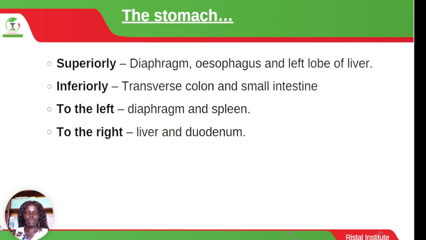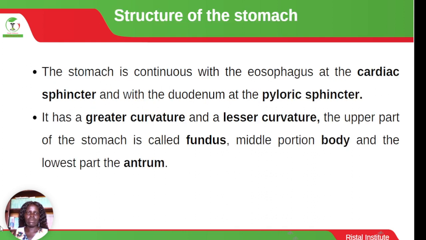Then superiorly, we have the diaphragm, esophagus, and the left lobe of liver. Inferiorly, we have the transverse colon and the small intestine. To the left, we have the diaphragm and the spleen. Then to the right, we have the liver and the duodenum.